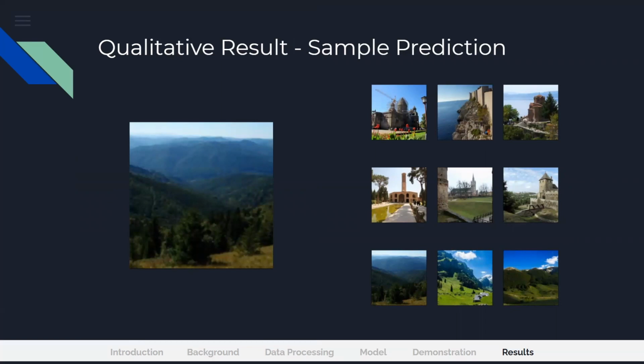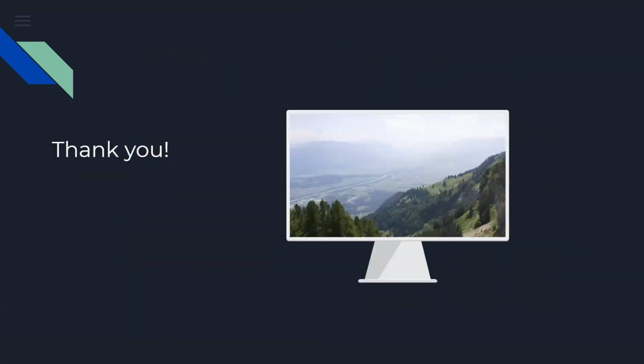The sample was randomly selected from our training set as an illustrative example of our model's potential. As you can see, the predictions are somewhat reasonable. This concludes the showcase of our model.